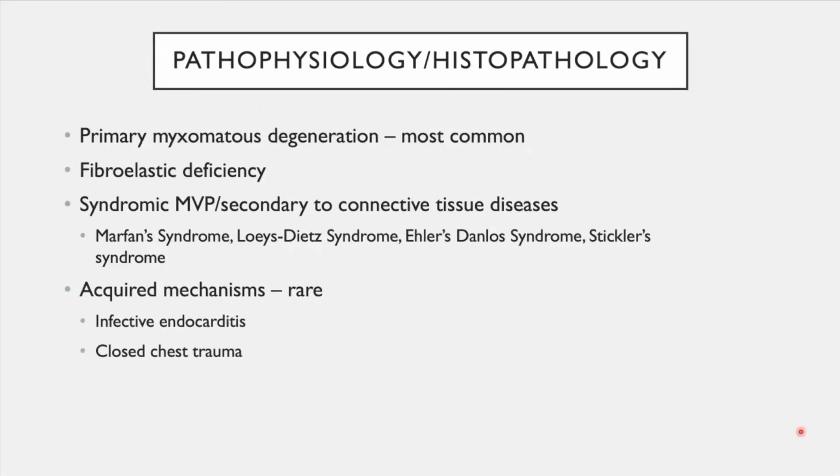Going into the pathophysiology and histopathology of mitral valve prolapse, the most common cause of mitral valve prolapse is primary myxomatous degeneration and its most severe form called Barlow's disease, which we'll spend some time talking about. And the other main etiology to discuss is something called fibroelastic deficiency. Other causes can be due to syndromic mitral valve prolapse or secondary to connective tissue diseases, such as Marfan syndrome, Loeys-Dietz syndrome, Ehlers-Danlos syndrome, Stickler syndrome, etc., with a longer list of other connective tissue diseases that can be implicated. And then there are some acquired mechanisms that are a bit more rare, which include infective endocarditis and closed chest trauma.